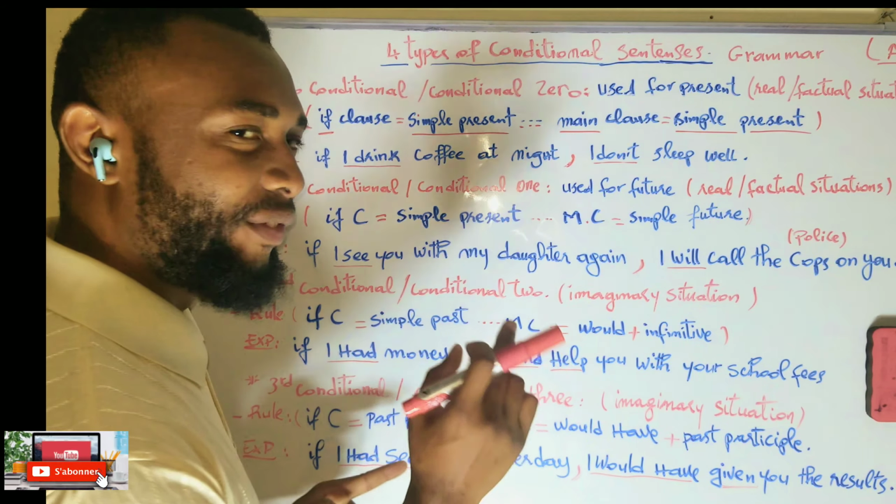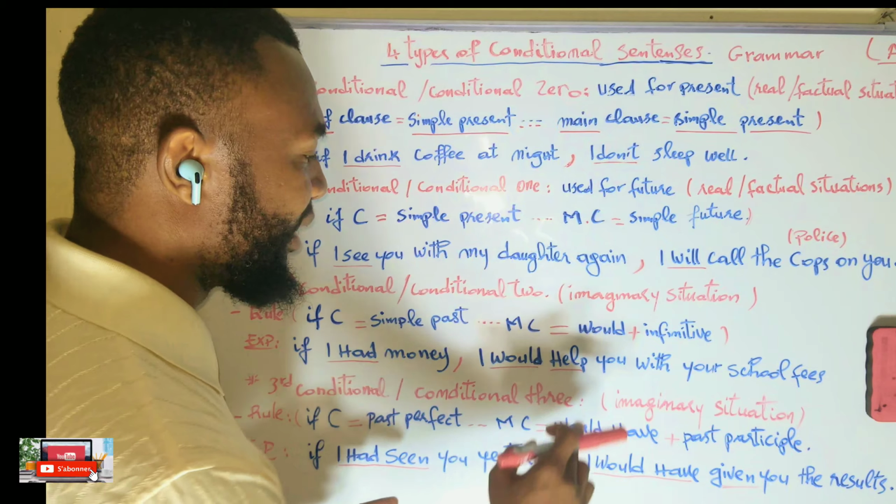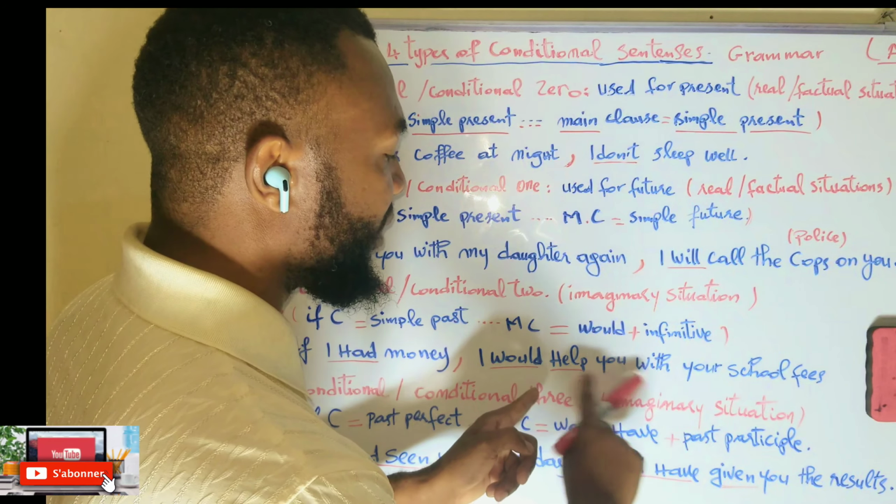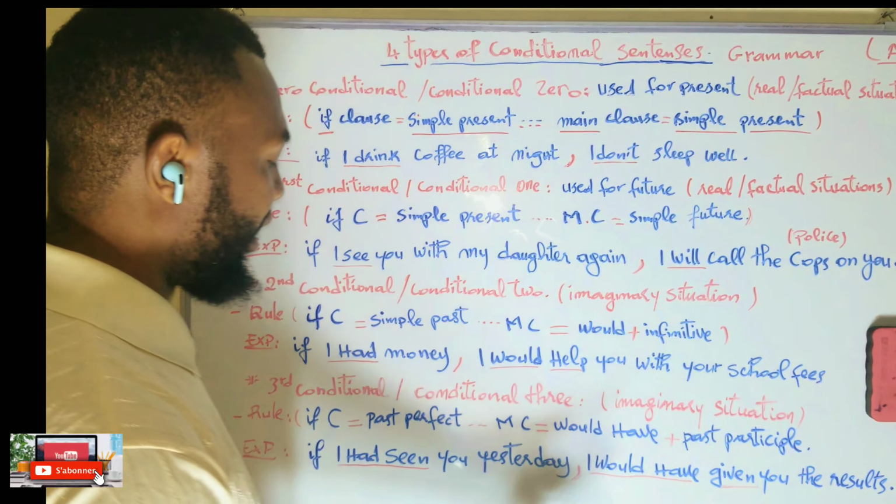So I had, ça c'est le verbe avoir conjugué au passé simple. I would help, to help, okay? Would plus l'infinitive du verbe help. I would help. Alright? On avance.